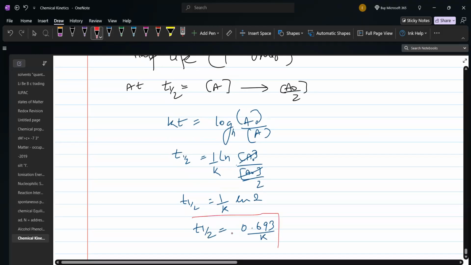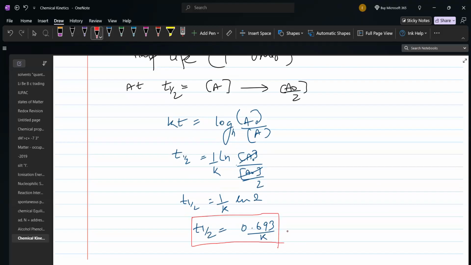T half for a first order reaction is 0.693 upon k, or ln2 upon k. Please note it down.